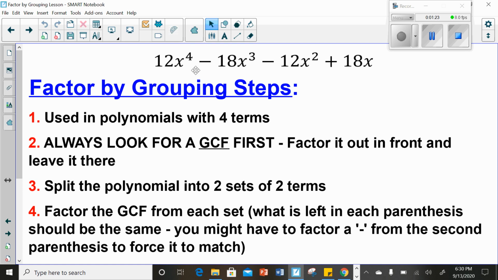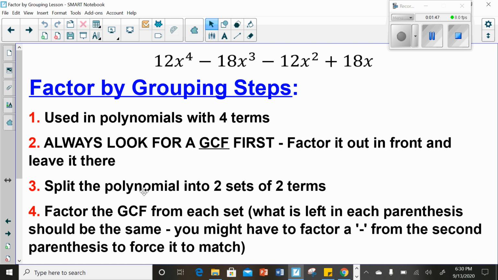And then you want to look at your variables. Do they all have an x in common? Yes. How many x's do they have in common? You're asking yourself, how many x's can I take away from each term and take the same amount? Since this one has the least amount to give, we can only take 1 x from every term. So our GCF is going to be 6x. We'll deal with that in a minute.